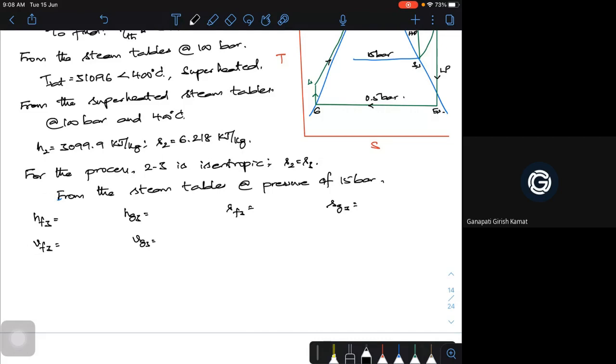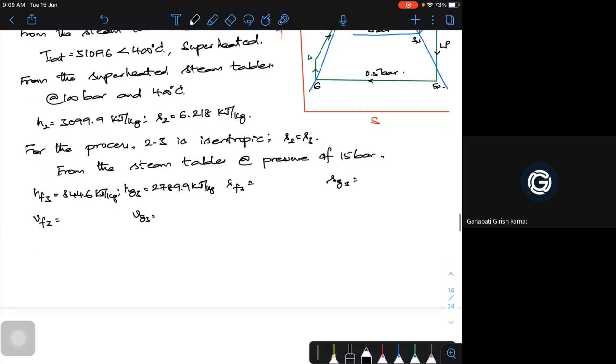So HF is 844.6 kilojoules per kg. HG3, sorry, HG is 2789.9 kilojoules per kg. Then SF3 is 2.3144 kilojoules per kg K.